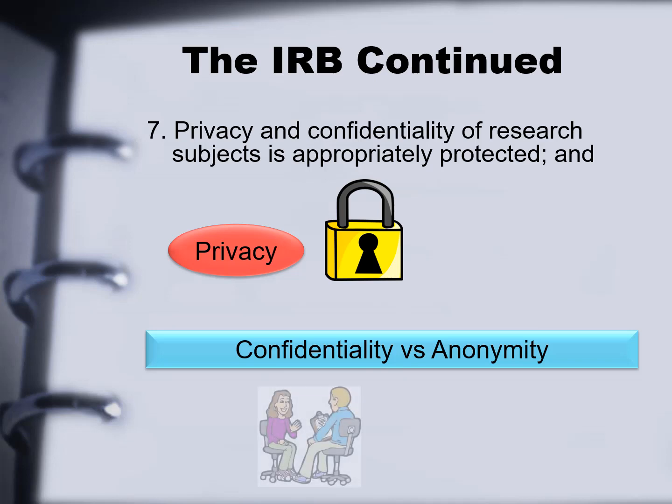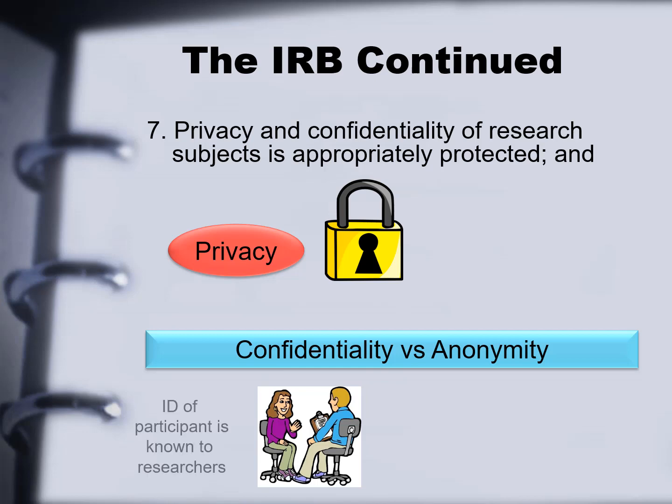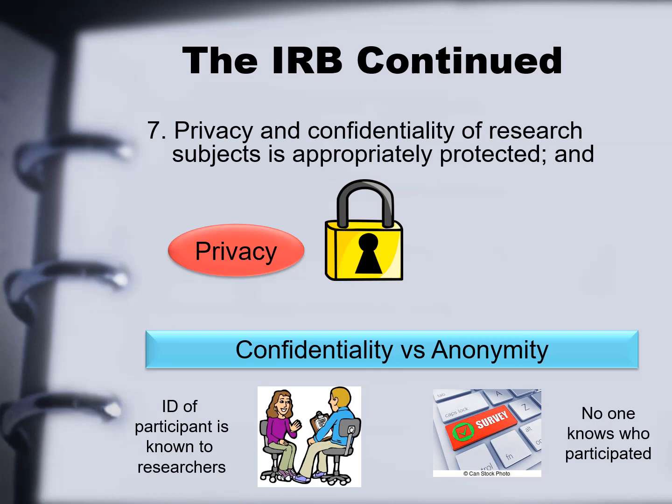And that has to do with the difference between confidentiality and anonymity. In confidentiality, the researcher or someone on the research team knows the identity of the person who is in the study. So the identity of the participant is known to the researchers. But what the researchers can assure is that none of that identifiable information will be made public. And so the private information that identifies people who are in the study is kept confidential. Versus anonymity, where no one, not even the researchers, know who participated in the study.